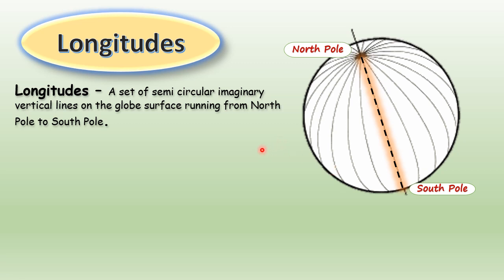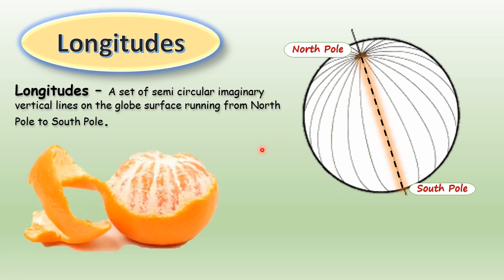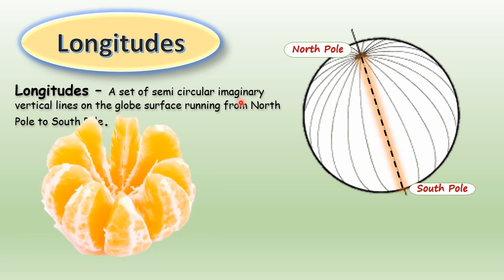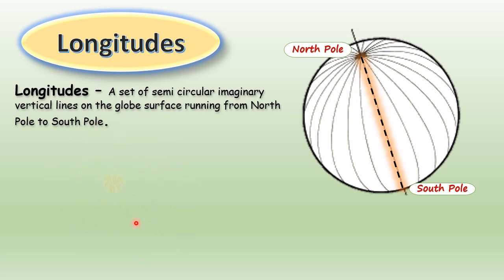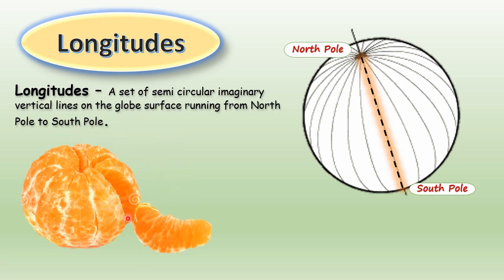Now see how it is. Children, you must have seen oranges. Have you seen oranges? When you peel an orange, what do you see? It looks like this from inside. When you spread it, it comes out like this, children. And when you take one slice out, it comes like this.